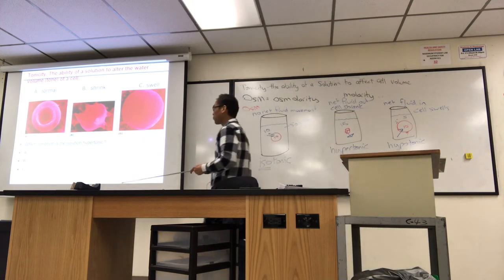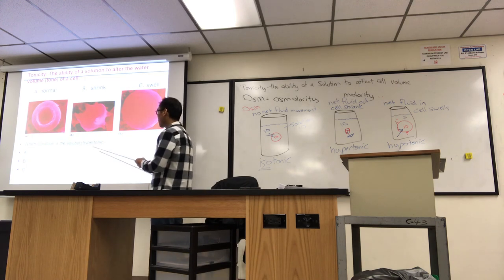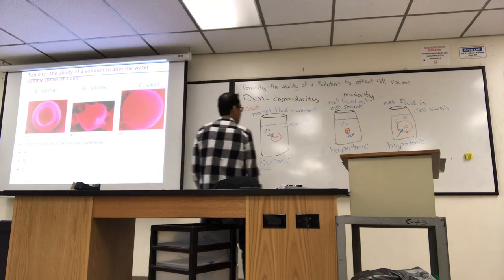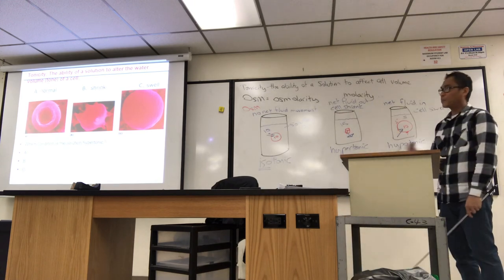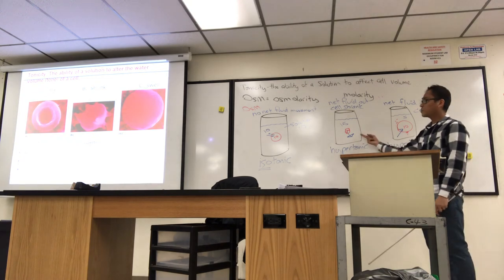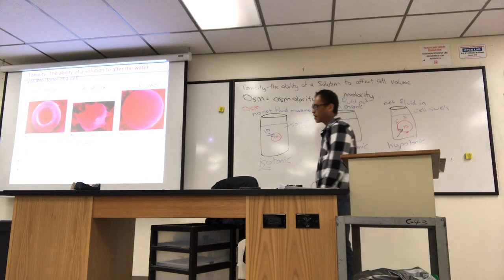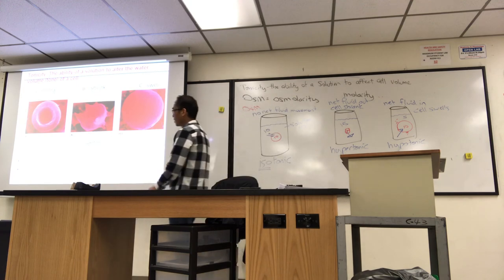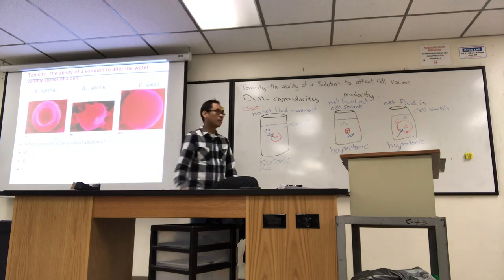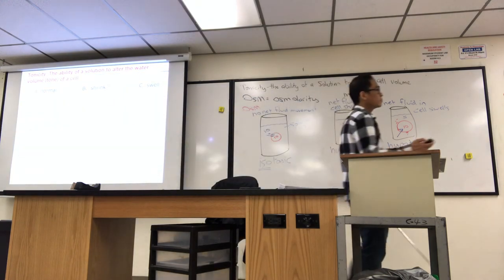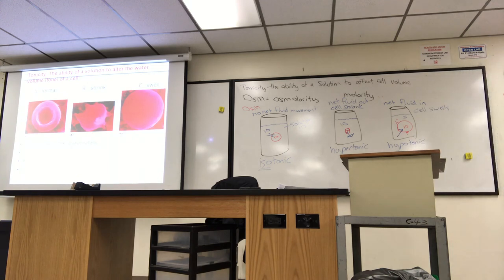Which condition is the solution hypertonic? If it's hypertonic, the cell would shrink. So where they're showing that is B, the cell shrank, net fluid left the cell. Which one's iso, A, B, or C? A. Yeah, A, that's pretty easy once you get it.